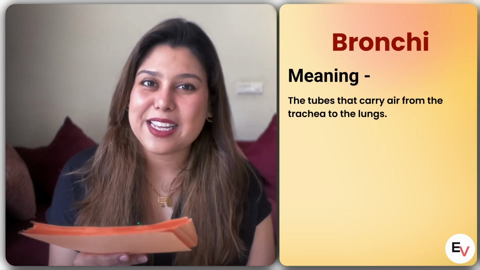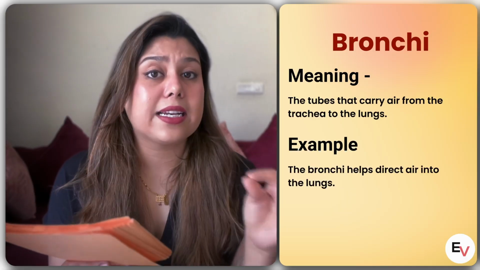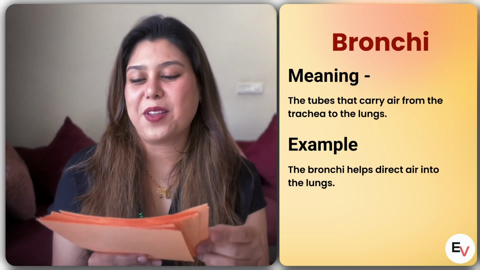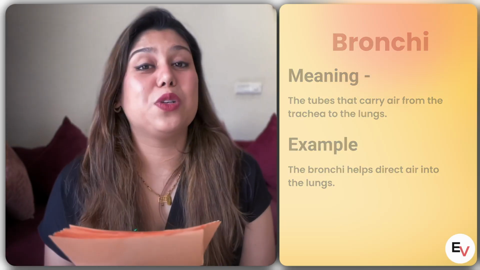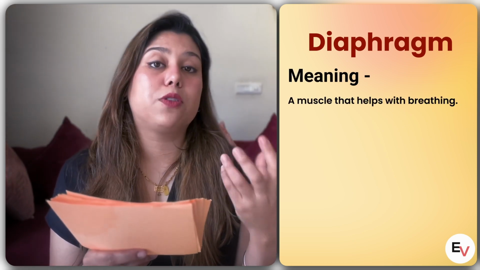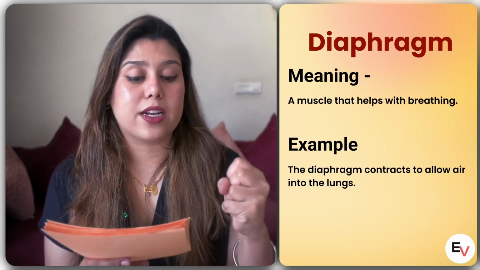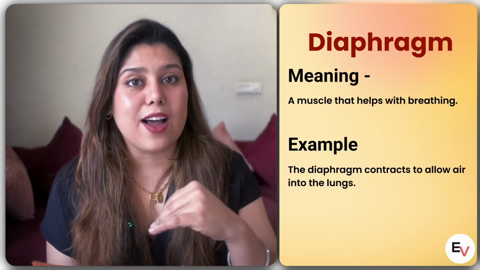Now let's frame a sentence with this word. The bronchi help direct air into the lungs. Moving on to your next word, which is diaphragm. Repeat after me, diaphragm. It means a muscle that helps with breathing. For example, the diaphragm contracts to allow air into the lungs.